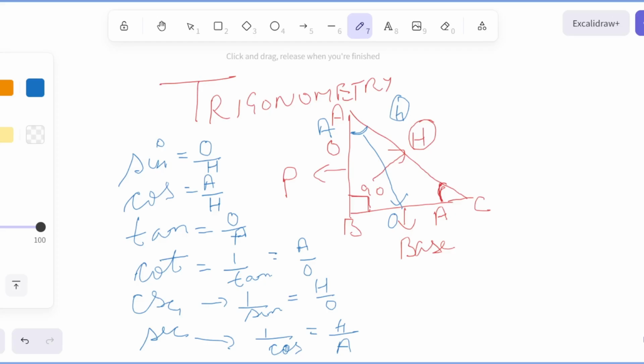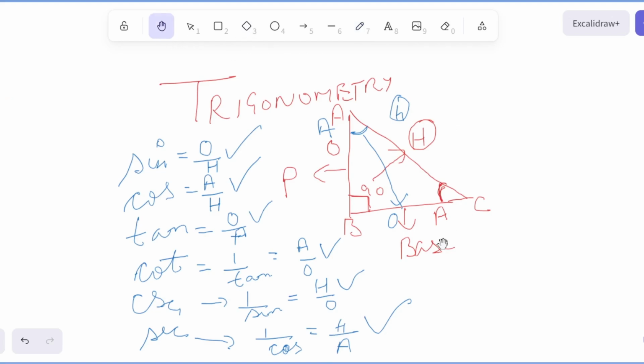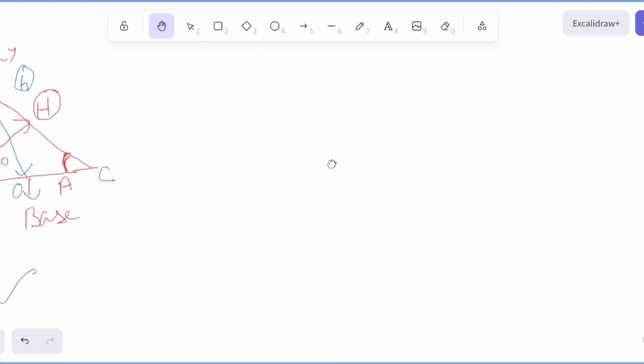Make sense? So these are the things we need to remember: sine is opposite upon hypotenuse, cos is adjacent upon hypotenuse, tan is opposite upon adjacent, cot is the inverse of tan so adjacent upon opposite, cosecant is the inverse of sine so h upon o, and secant is 1 upon cos, which is hypotenuse upon adjacent. Now, if we take one example, this becomes more understandable.